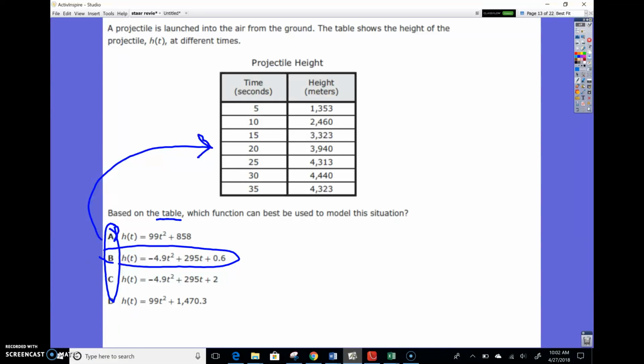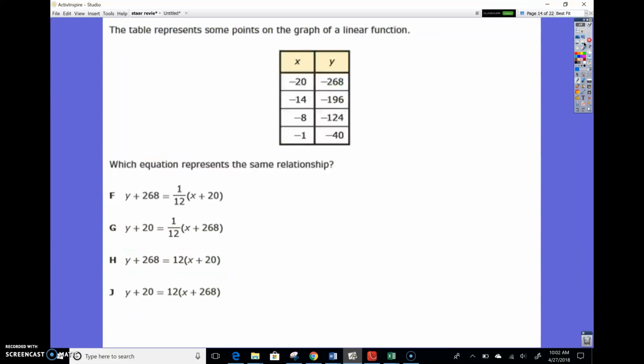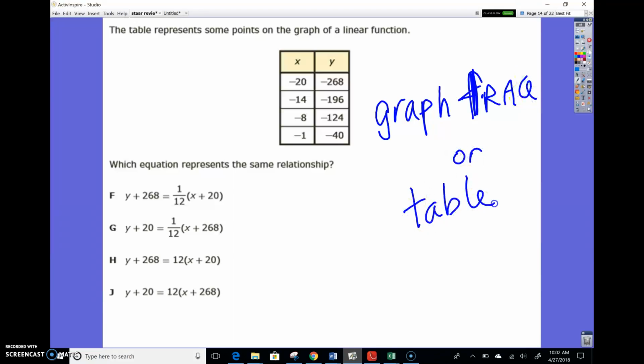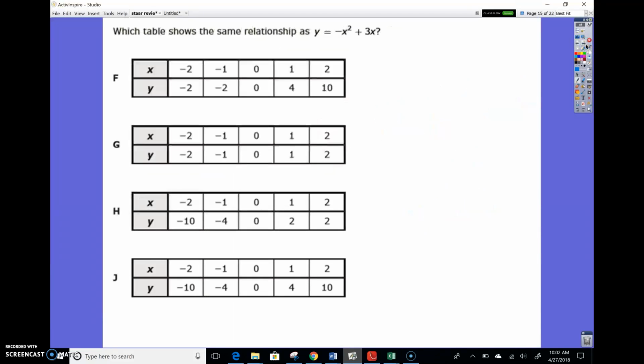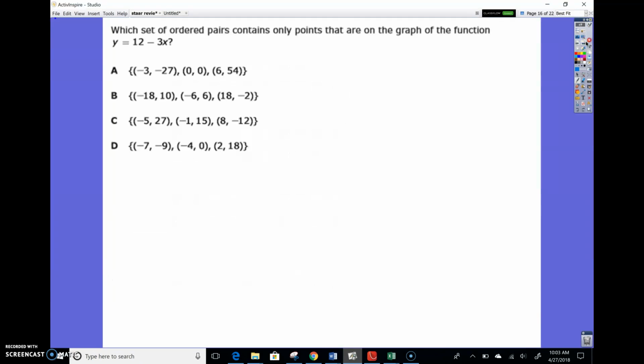Alright, why don't you try the next 2 on your own? Okay, remember you can do graph trace. Try graph trace first, okay? If you can't recognize a number with graph trace, use the table. Okay. Go to the next problem. Okay, try that one.